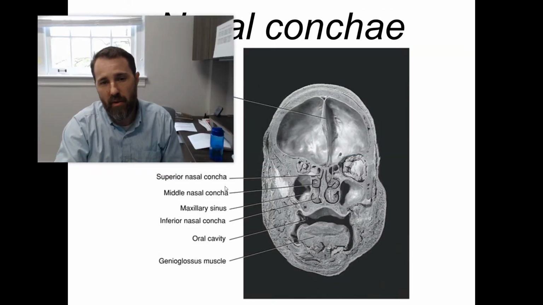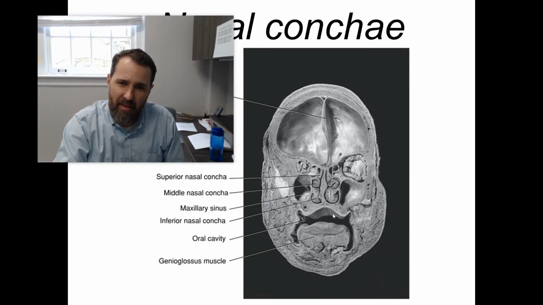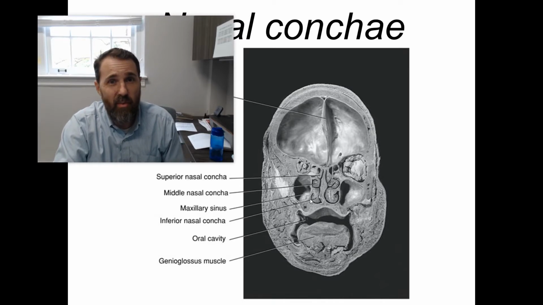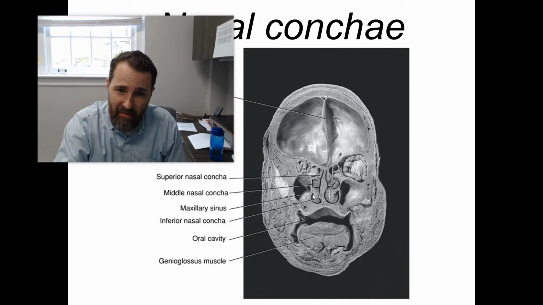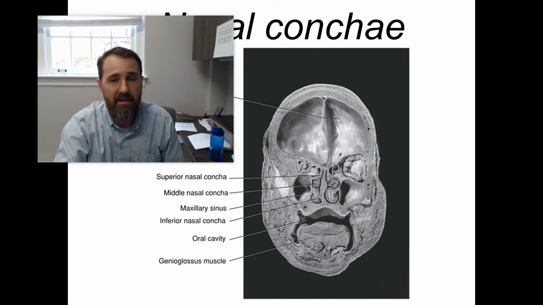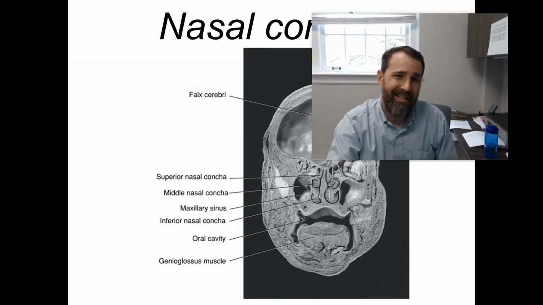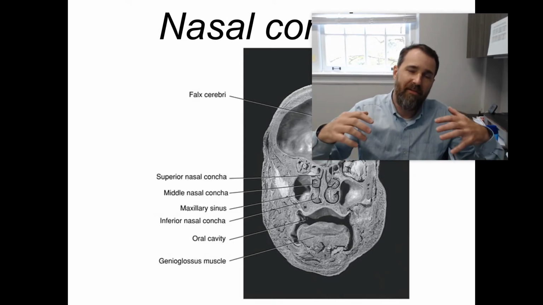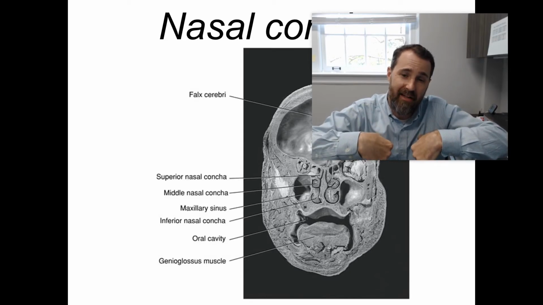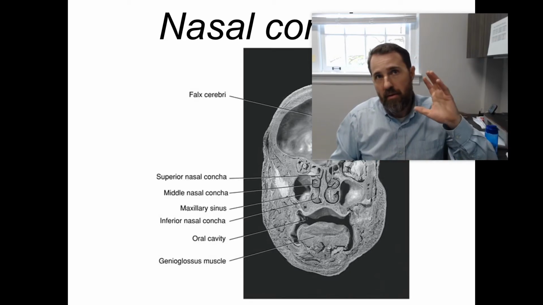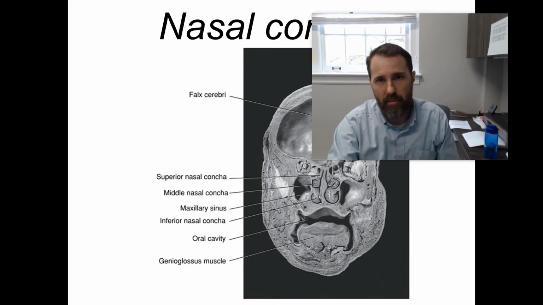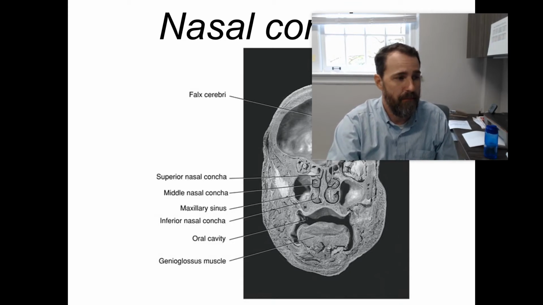Here we have a coronal slice of a cadaver head. So you can see how little space there actually is within the nasal cavity because the inferior, the middle, and the superior nasal conchae take up so much space there. Whereas the inferior nasal conchae curls off of the medial edges of the maxilla, the superior and middle are part of the ethmoid bone, which we're going to cover here in a minute.